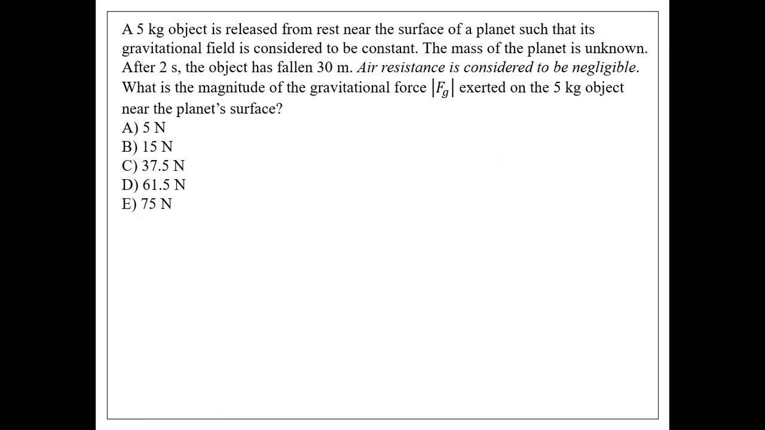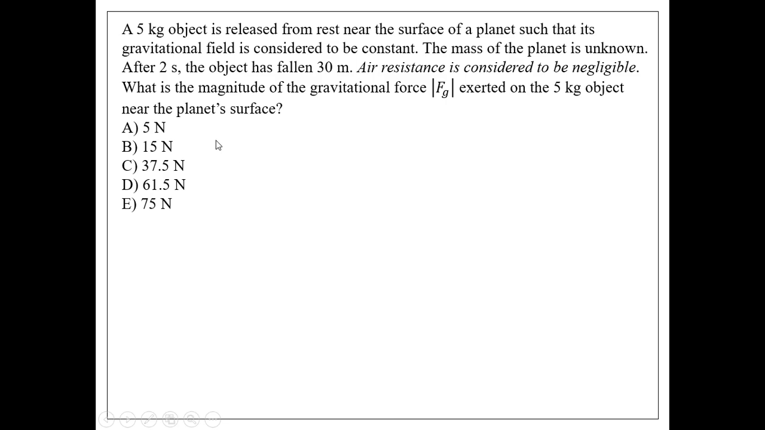All right, let's do this next one. So here we have a 5 kilogram object that is released from rest near the surface of a planet, right? And it says the mass of the planet is unknown. After 2 seconds, though, the object has fallen 30 meters, and it says air resistance is negligible. And it wants us to find the magnitude of F of G acting on the 5 kilogram object near the planet's surface. All right, so how do you do this?